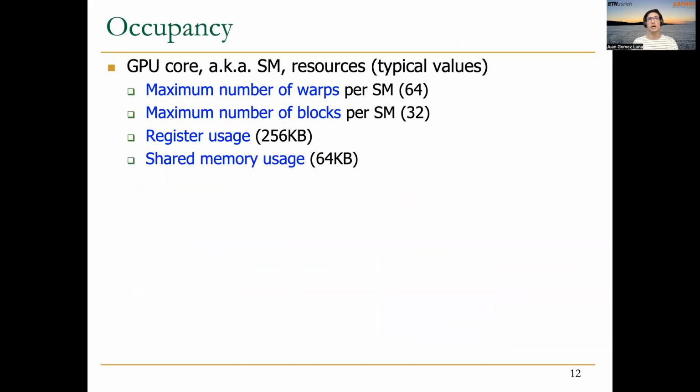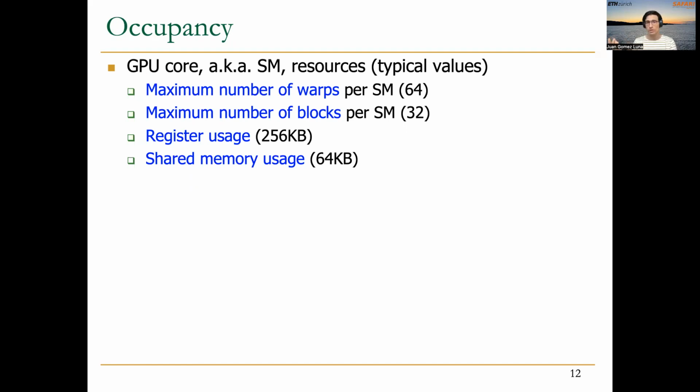Occupancy depends on the usage that we make of the GPU resources, the resources in the GPU core. So it's related to the maximum number of warps that can run in an SM, and the maximum number of blocks that can also run in an SM, because there are specific resources in the GPU core that need to be used to keep track of the execution of warps and blocks, and the total amount of these resources is limited. But there are also limitations related to the register usage. You know that each thread uses its own registers. In the end, the total amount of registers is limited.